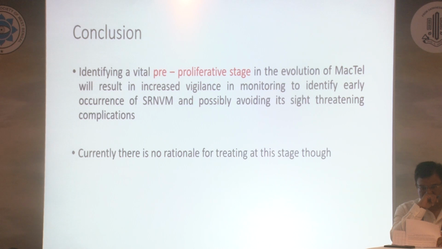And so identifying this pre-proliferative or double layer sign in a MacTel could probably tell us that this is the flag for neovascularization. There is no rationale in currently treating at this stage, but this could be the stage where we watch our patients intensely, like a non-exudative CNVM, to prevent a full-blown CNVM from happening.